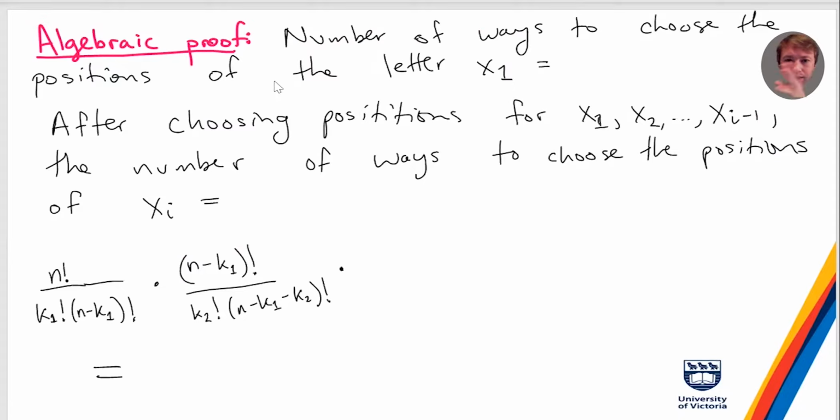But anyway, let's think about it again. So the letters are called x1 up to xm, right? The first letter is called x1, and my word is going to have length n. So the number of ways to choose the positions of the letter x1 is n choose k1, right? Because I'm specifying that I need to have k1 x1s, so that letter has to show up k1 times. So I have that many ways to choose it.